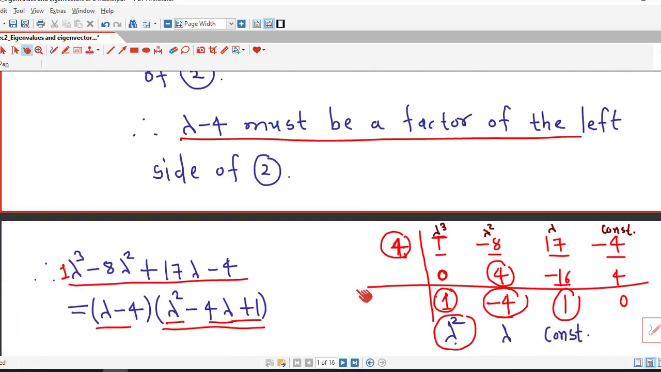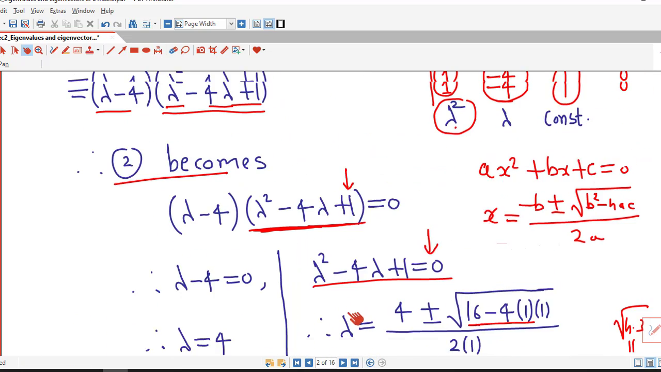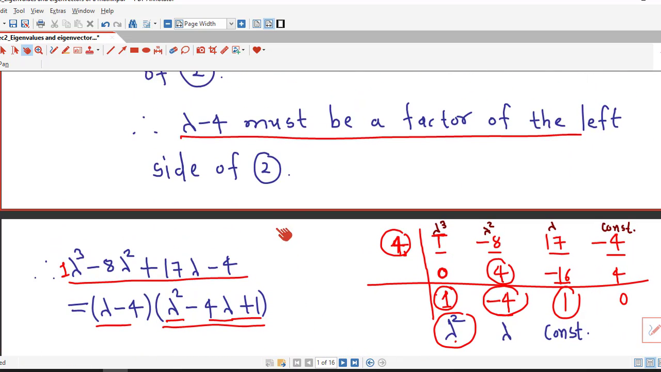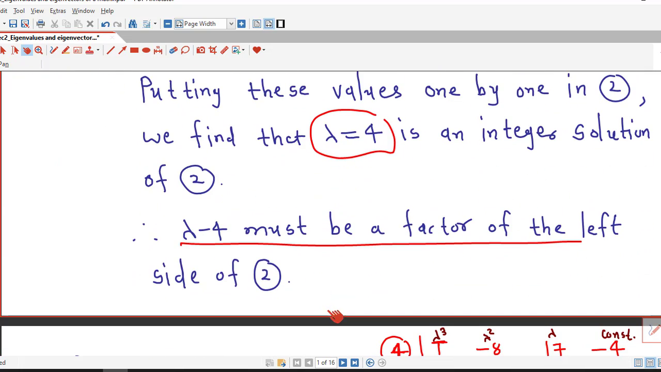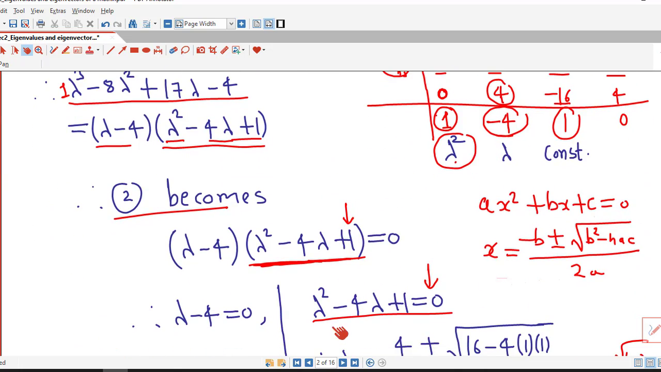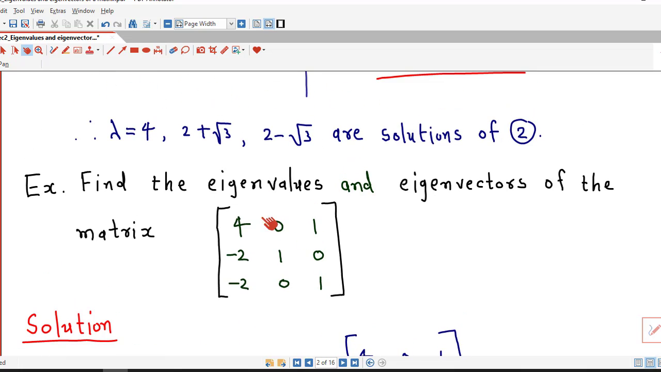Now we consider one example of finding eigenvalues and eigenvectors. This remark will be helpful in finding the solution of characteristic equations in calculating eigenvalues and eigenvectors. So we consider this matrix. We want to find the eigenvalues and eigenvectors of this matrix.